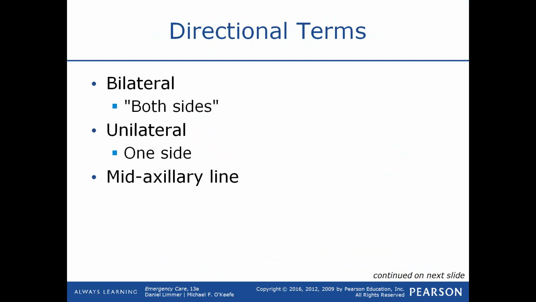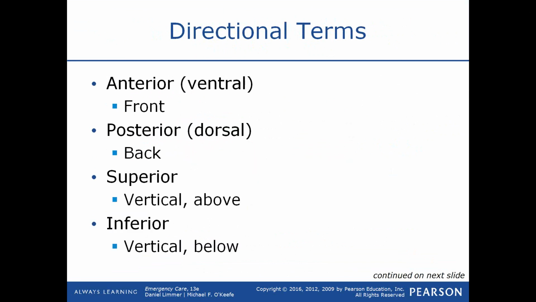Bilateral, bi meaning both, so both sides. Unilateral, one side. Mid-axillary, the mid-axillary line is the line that runs down the center of the armpit and would divide the body into an anterior and posterior half. Anterior is the front of the body when standing in the correct anatomic position.